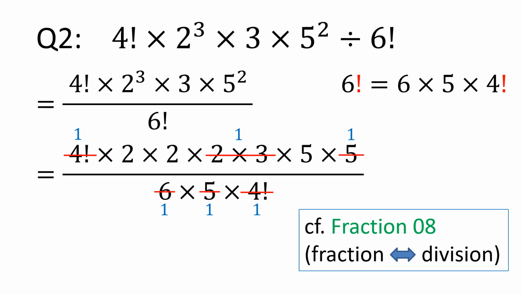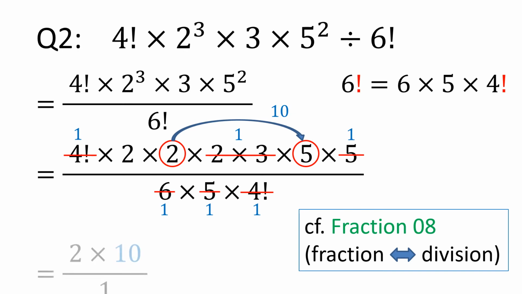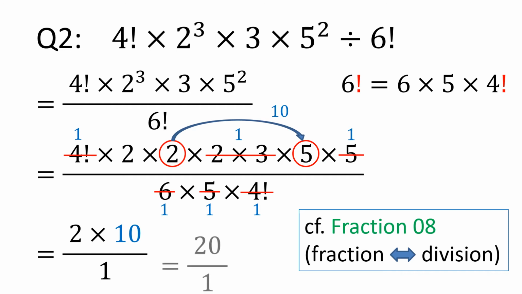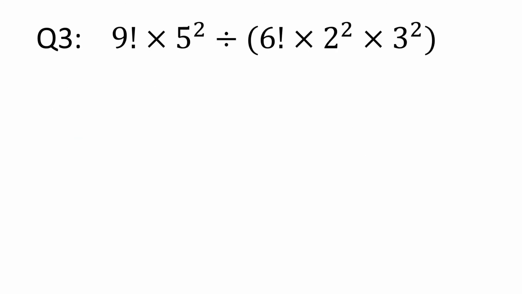But 2 times 5 is equal to 10, and multiplied by 1 is nothing changing, so we have 2 times 10 over 1. 2 times 10 is 20, and over 1. 20 over 1 is just 20. Let's look at one more question.